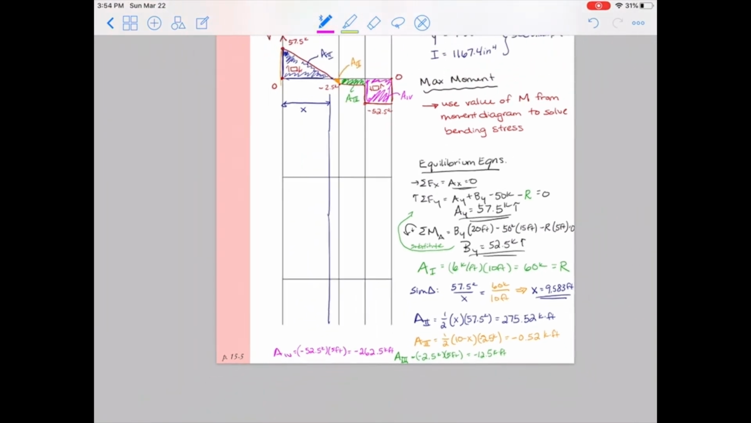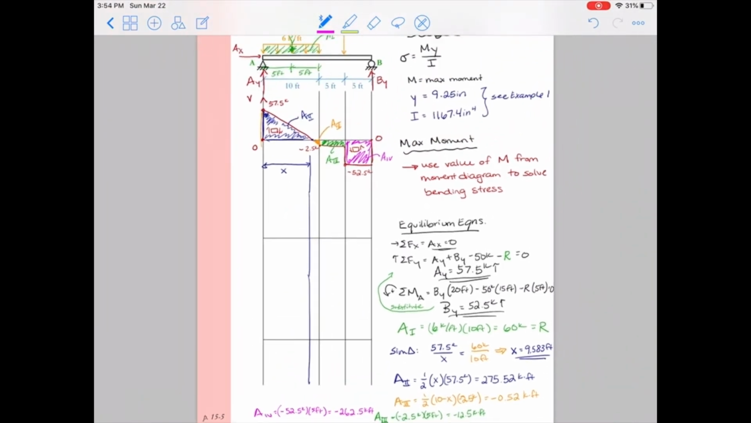All right, now that I have all my areas calculated, it's just a matter of going through and following my rules to draw my moment diagram. So I start at the end of the beam and add a pin, so my moment starts at 0. From 0 to the blue line, or over that distance x, I change a value of A2, which is 275.52 kip feet. Again, initially I have high changes in area, then I have low changes, so it's a parabola, and it's a parabola that is concave down.